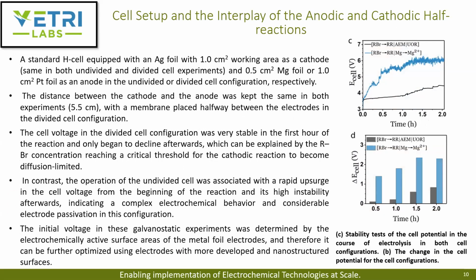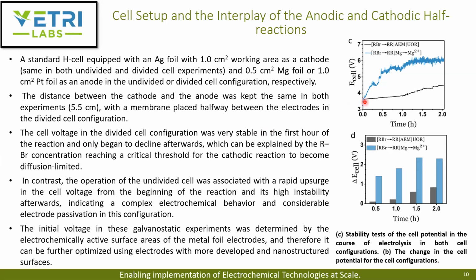Then they did a long-term study for about 2 hours to see how the undivided and divided cells perform. A standard H cell was equipped with a silver foil with 1 square centimeter working area as the cathode for both configurations. For the anode, it was a 0.5 square centimeter magnesium foil for the undivided cell, and a 1 square centimeter platinum foil as the anode in the divided cell configuration. The cathode and anode were separated by about 5.5 centimeters, with the membrane placed between the electrodes.